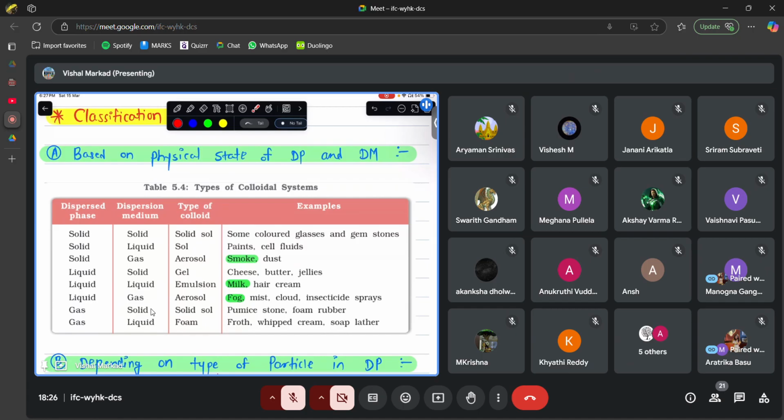Gas plus gas system we do not consider as colloid. Why? What is the reason? This is what the colloids we consider, these systems. Gas plus gas we do not consider colloid. What is the reason? Gas will always be homogeneous, never heterogeneous.